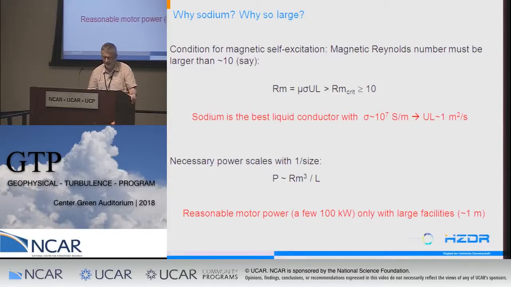And the reason for this is that you know that the necessary power in the turbulent regime scales like Reynolds cubed over the length. And this means you must have a certain compromise, because this 1 over length forces you to make those experiments not too small. So you will always have experiments of the size of a meter to get a reasonably low motor power of a few kilowatts.